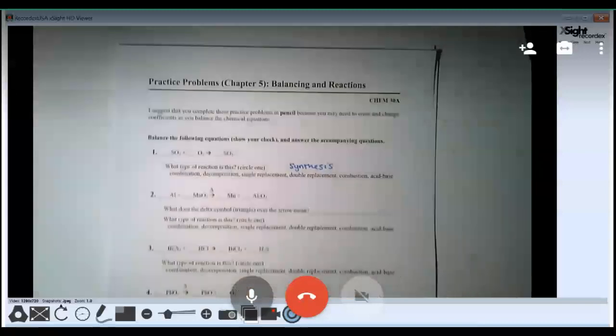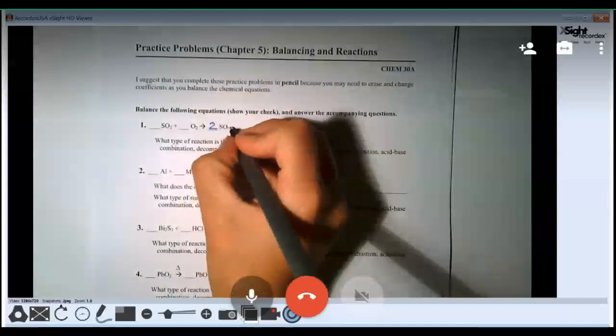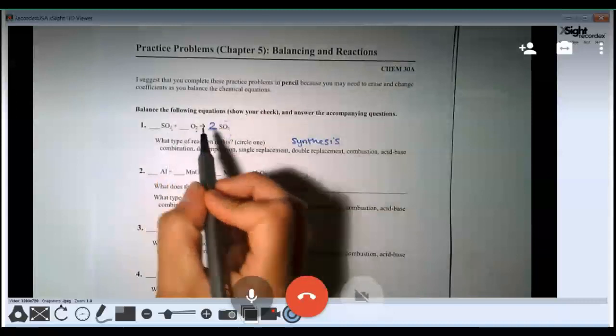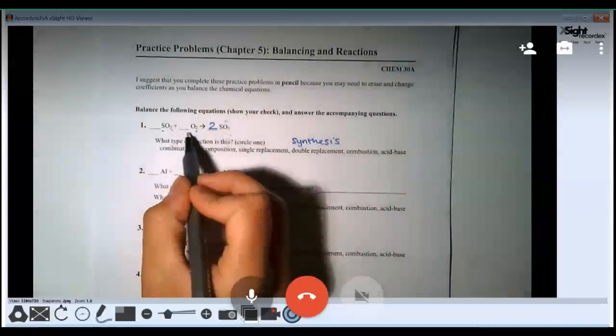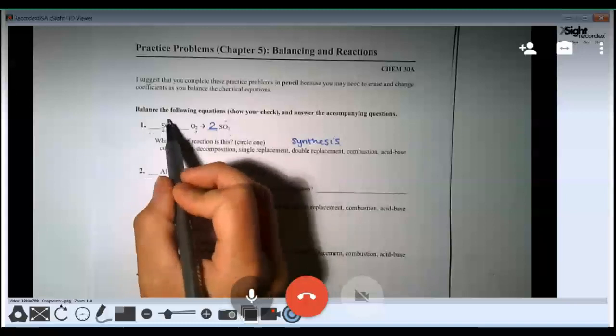I don't know if y'all can see it. I'll move it a little closer. 2. Yeah, we can put a 2. So now we have 6 oxygens over here, and we have 2 here and 2 here. Where do we want to put our coefficient? Do we want to put it in front of the SO2 or in front of the O2?